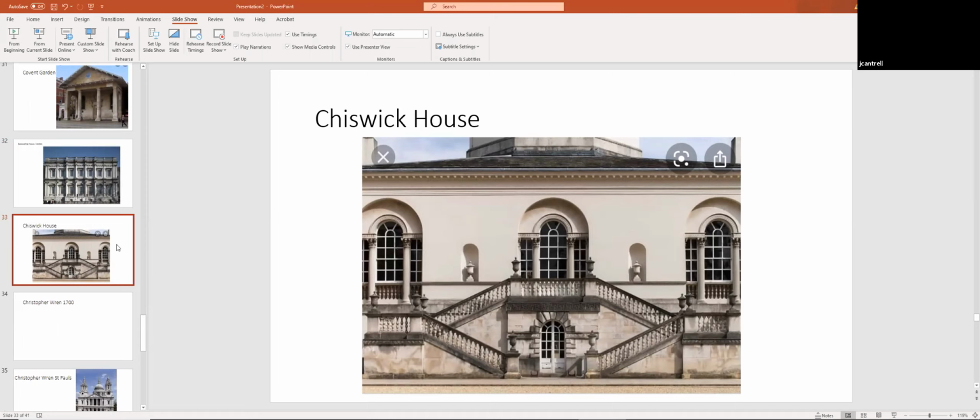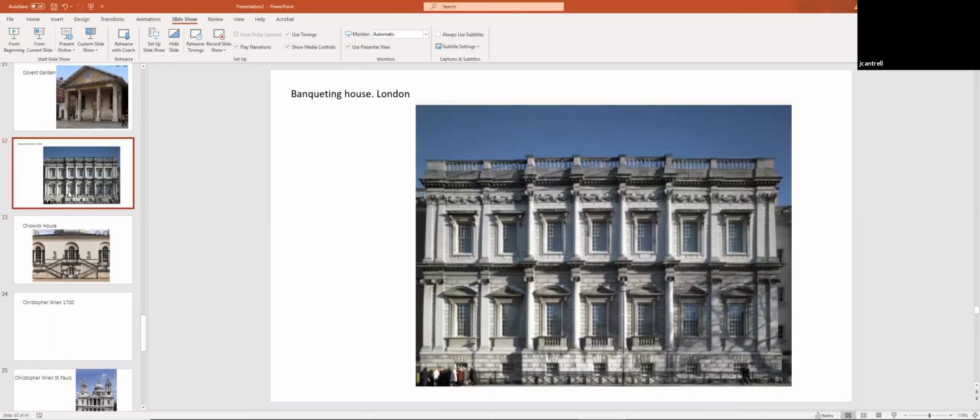The only time we see the orders is, of course, what's called the Serlian or the Palladian arch. So again, Inigo Jones is stealing from Palladio. Of course, Palladio is stealing from Serlio, this language of what's called the arched window with the two rectangular sidelights. But it's a brilliant break from looking at every facade being decorated with all the columnar orders.